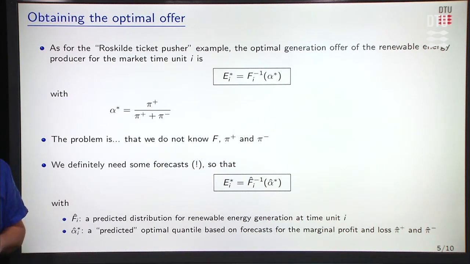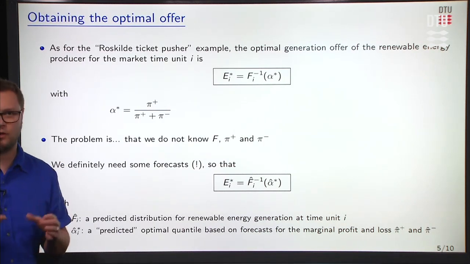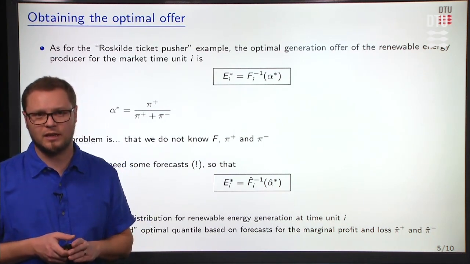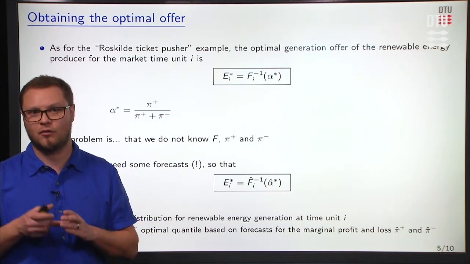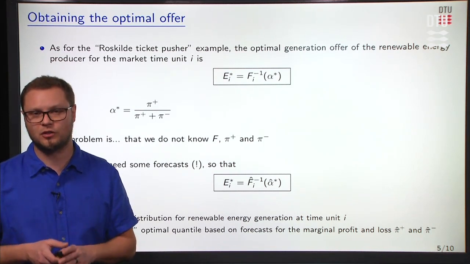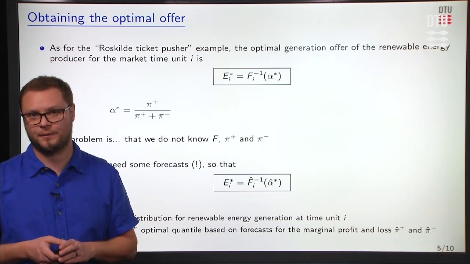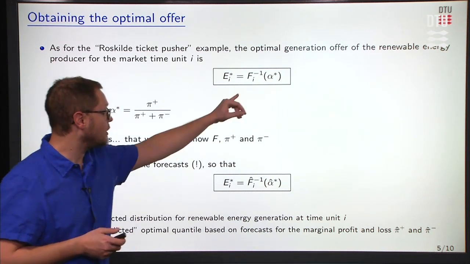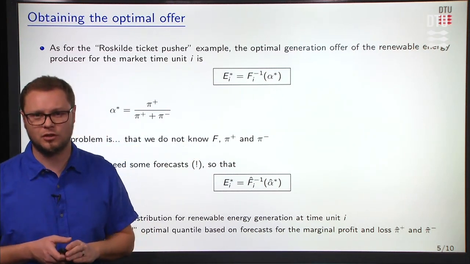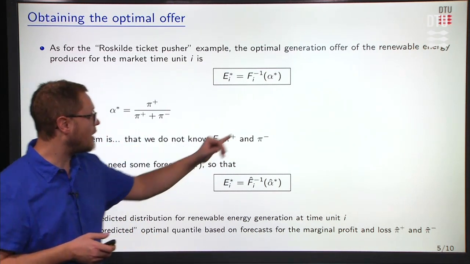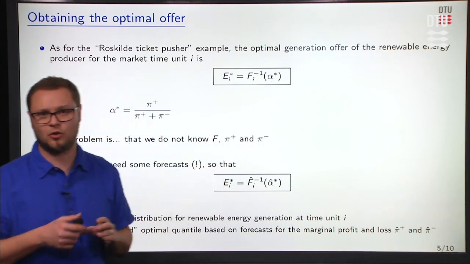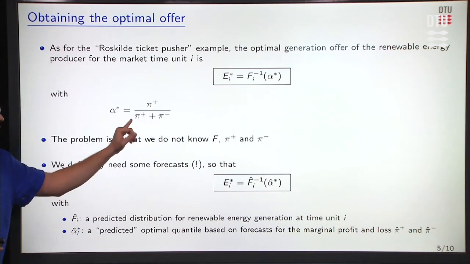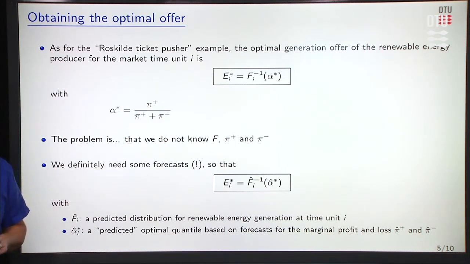So how do we obtain the optimal offer? Remember that for our Roskilde ticket pusher problem, we showed that the optimal offer is an optimal quantile from the cumulative distribution function of our uncertain quantity. Here the uncertain quantity is renewable power generation, and so we need a cumulative distribution function for it. And then we have the nominal level of the optimal quantile, which we can deduce from the ratio between pi plus and pi plus pi minus.